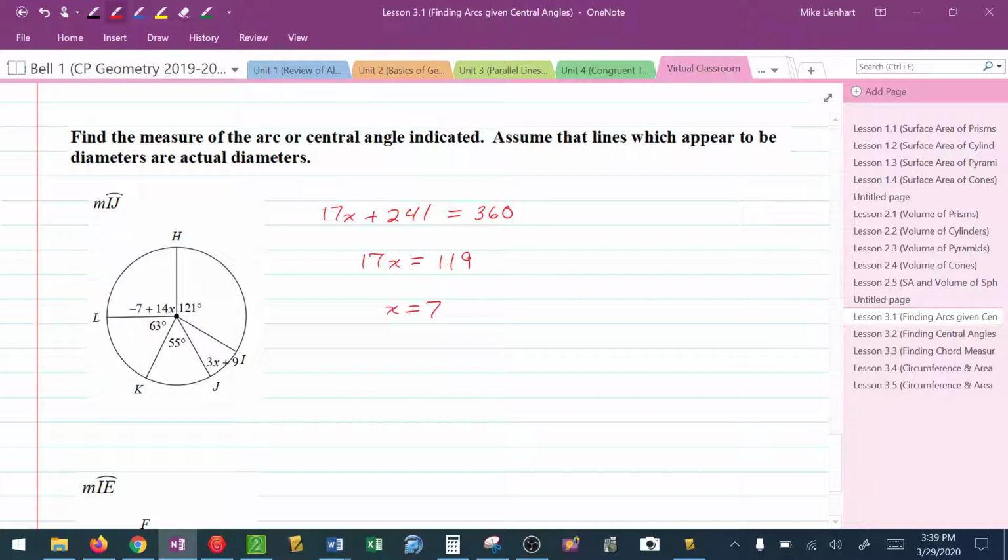Now, if x is 7, remember what they wanted me to find. Arc IJ. So I know that the measure of arc IJ, which is a minor arc, is 3 times 7 plus 9, or 21 plus 9. 21 plus 9 would be 30. So the measure of arc IJ is 30 degrees.